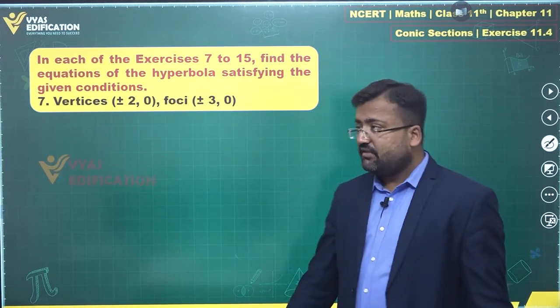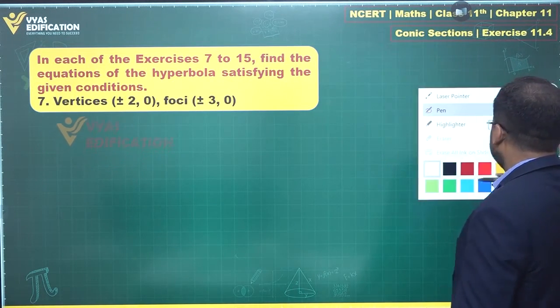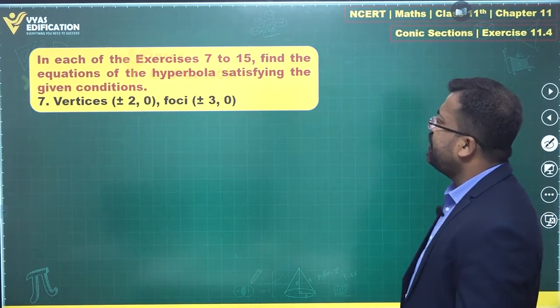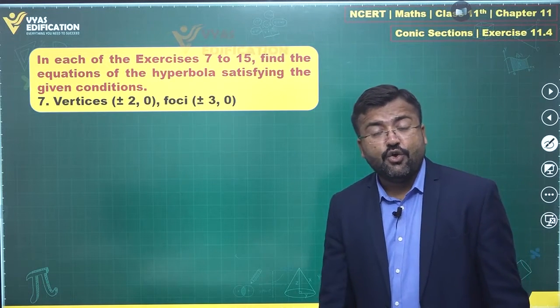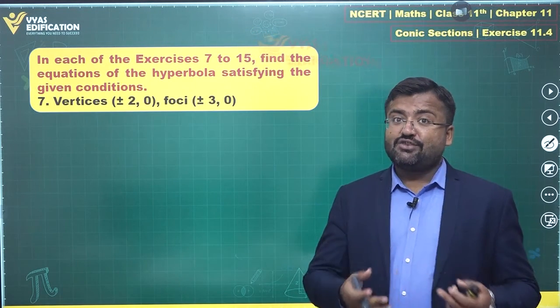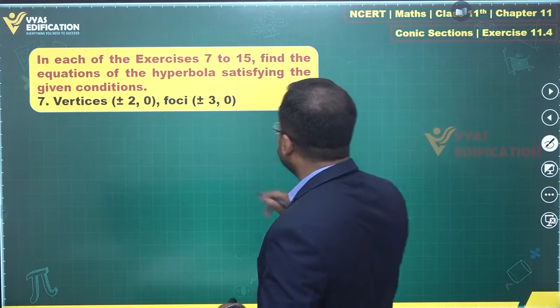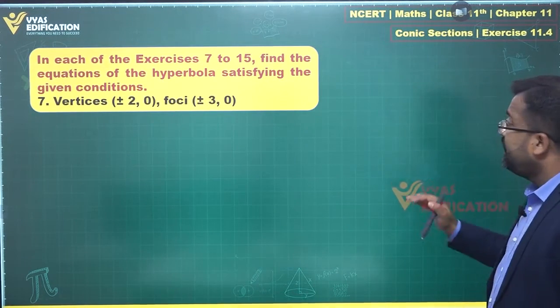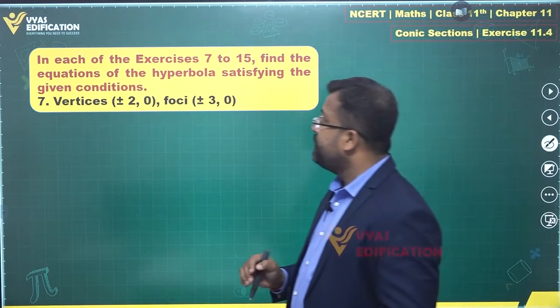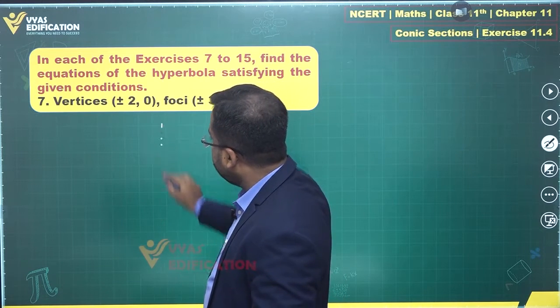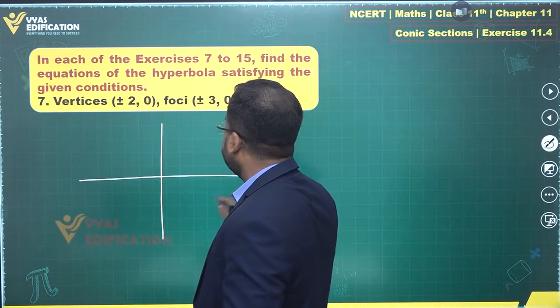The 7th question. In each of the exercises 7 to 15, find the equations of the hyperbola satisfying the given conditions. So we are given the conditions and we are asked to find the equation of the hyperbola. Pretty simple. Once again, first we identify which of the standard hyperbolas this is. Vertices along the x-axis and foci along the x-axis will tell me that the transverse axis lies along the x-axis.